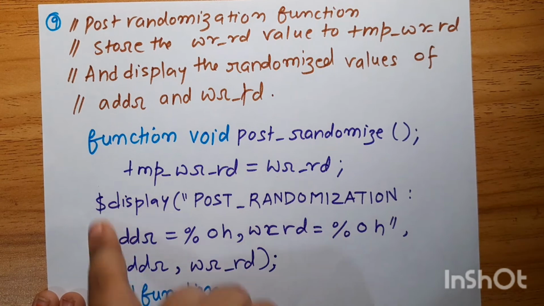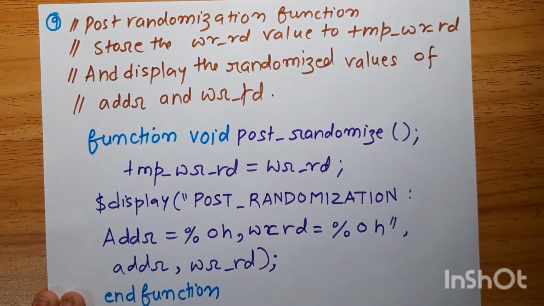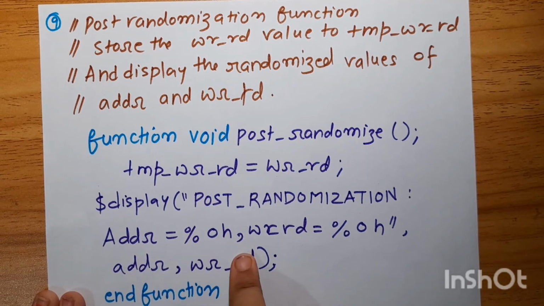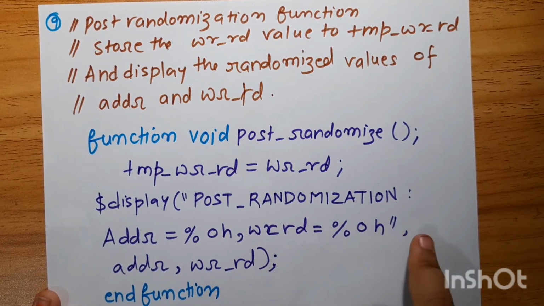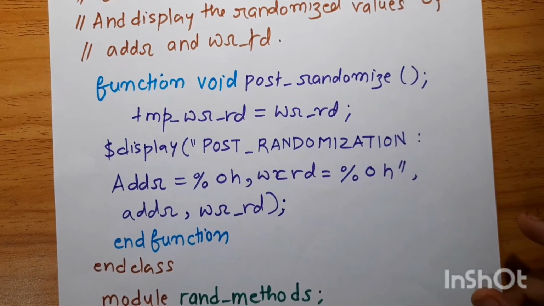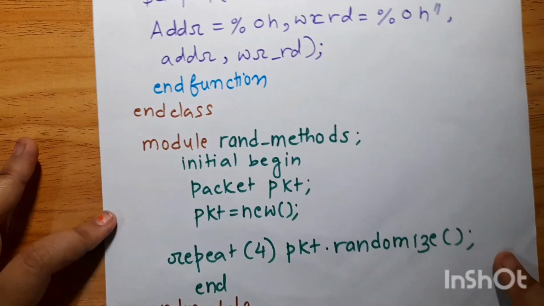And then I will call the display system task: post randomization address is equal to %0h, write_read %0s. These are the format strings, hexadecimal format. The address and write_read would get displayed. Then inside the double quotes, comma address, comma write_read, bracket close, semicolon, and endfunction for the function, and endclass for the class packet.